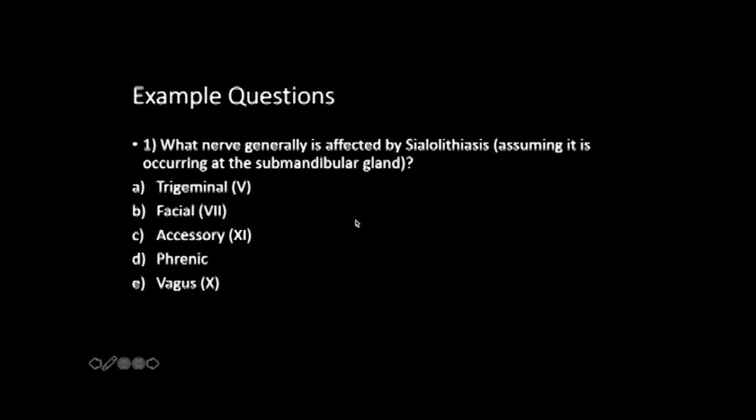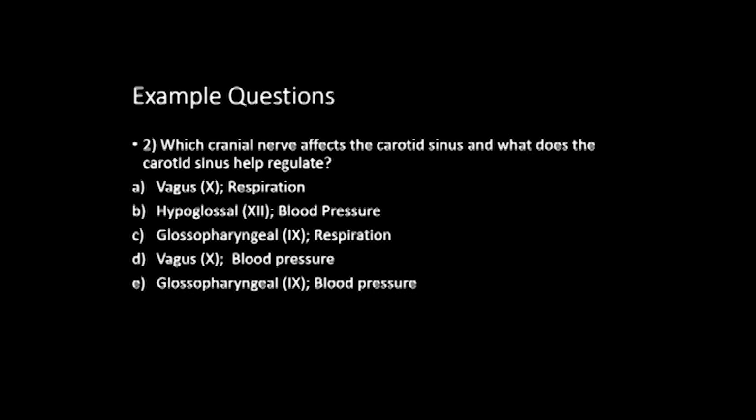So trigeminal is incorrect because there is no innervation to any glands. It's mostly sensory to the face and motor to muscles of mastication. Facial is actually the correct answer. It has parasympathetic motor innervation to the lacrimal gland as well as the sublingual and submandibular glands. Accessory is only somatic motor into the sternocleidomastoid and trapezius. Phrenic innervates the diaphragm, and vagus is innervation to the larynx, pharynx. So B is correct.